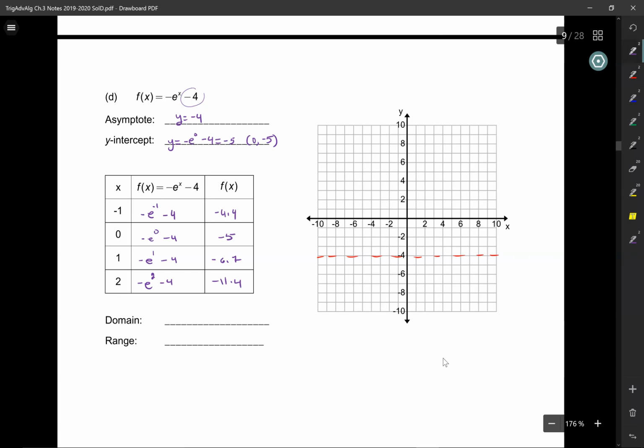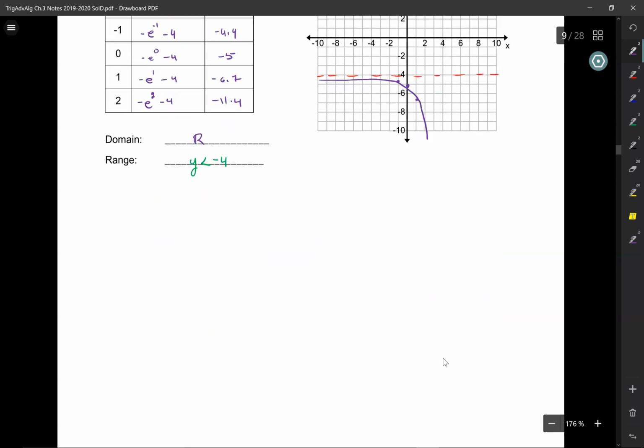The domain is all real numbers. The range, I have a negative here, so it's going to be y is less than the asymptote of negative 4. Okay? Let's go ahead and put in our values. At negative 1, we're at negative 4.4, then negative 5, then negative 6.7, and 11.4 is too far down, so there you have it. Okay?